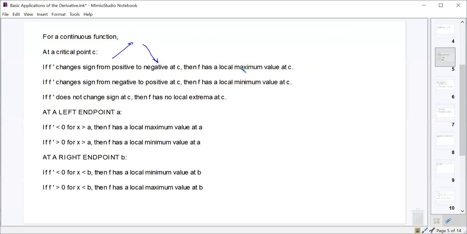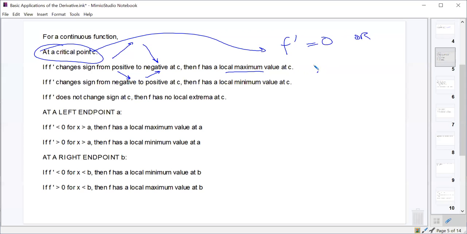to decreasing. Tells us that we have a local maximum. If it goes from negative to positive, should be a local minimum, like decreasing to increasing. And if f prime doesn't change signs at some value, then there's no local extrema there. We're specifically talking about at a critical point, and we remember what is a critical point. Critical point is a place where f prime equals 0 or where f prime is undefined. So f prime is 0 or f prime is undefined is a critical point.